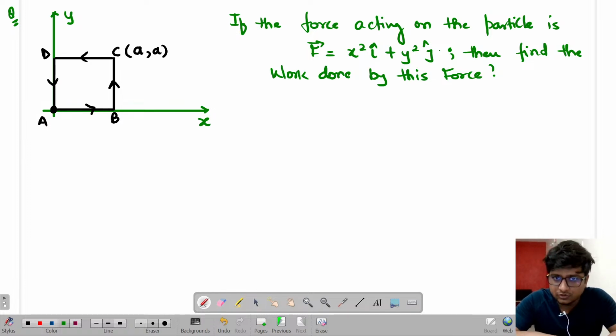This is a closed loop, but since the force is variable, keep that in mind, the net work done is not 0. When force is variable and you see that there is still a closed loop, then the net work done is not 0. I'll tell you when the net work done will be 0 in a closed loop. That happens due to a special kind of forces, not due to variable forces. Right or not?